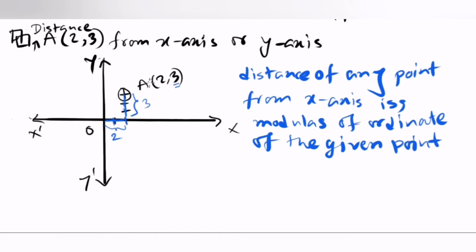So what happened? The distance of A from the x-axis will be modulus 3. So for this case it will be 3 units away. Why did I say modulus? We know the function of modulus: modulus always converts any number into its positive form.